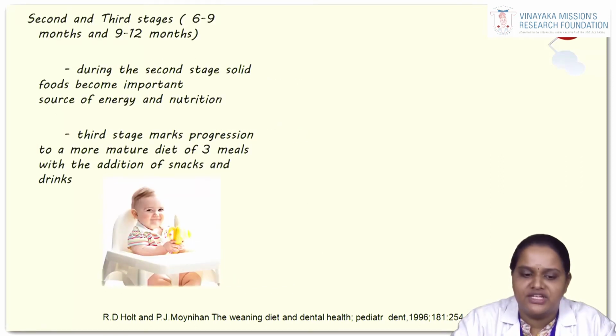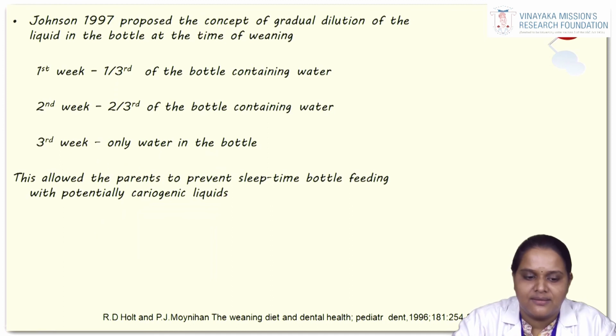So, the second stage of weaning is between 6 to 9 or 9 to 12 months of age. During the second stage, solid food becomes an important source of energy and nutrients. Most of the fruits and vegetables are cooked, mashed, then fed in a spoon to the kid. The third stage then marks the progression to a more matured form of diet with the addition of snacks and drinks.